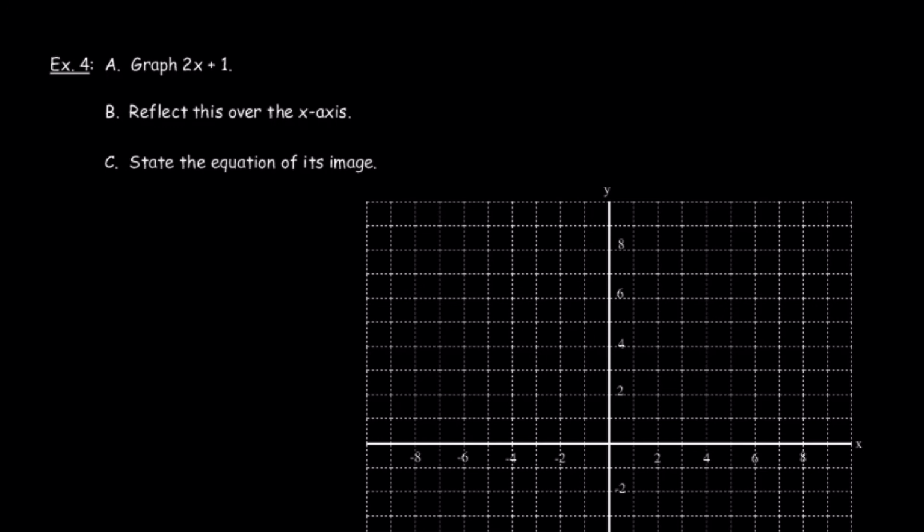Graph y equals 2x plus 1. So what do we know? Slope is 2 over 1. I always like to write that as a fraction. My b value is 1, so my y-intercept is 1. Up 2 over 1. Up 2 over 1.